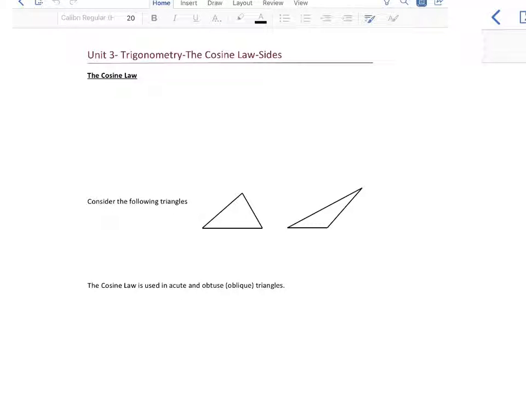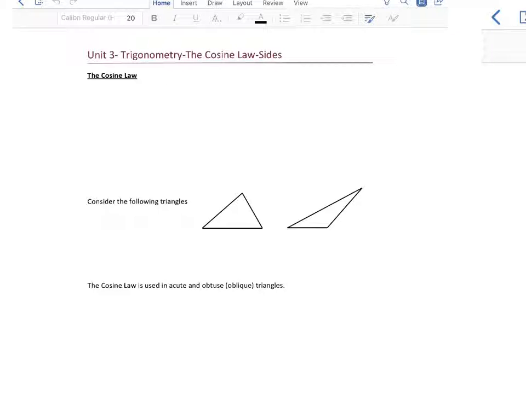Today we're going to be looking at the cosine law. So yesterday we looked at sine law, today we're looking at cosine law. And the cosine law, there's a couple of different variations. I've actually given the cosine law to you on your cheat sheet in those different variations.